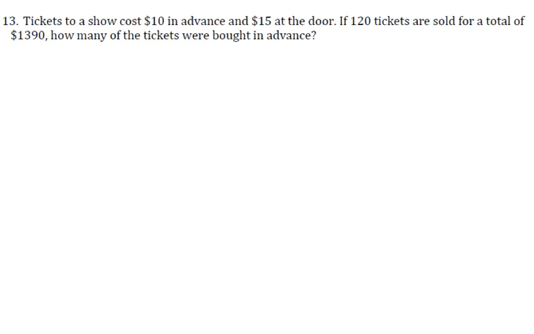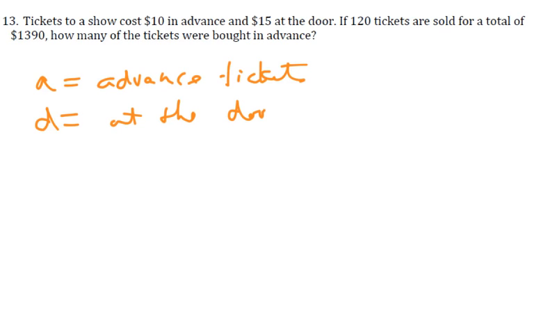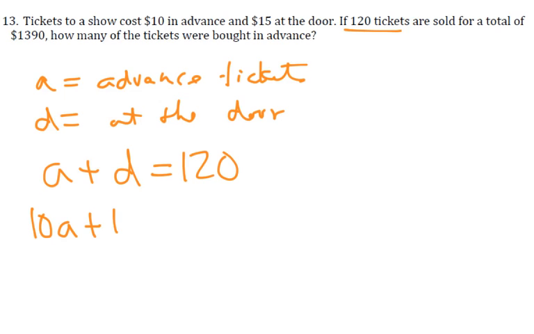Alright, number 13. Tickets to a show cost $10 in advance and $15 at the door. If 120 tickets are sold for a total of $1,390, how many of the tickets were bought in advance? So we need to make some equations here. So let's say A is for the advance tickets, and we'll say D is for at the door. So I know 120 tickets, so if I add my advance tickets and my at the door tickets, it's 120. Now if I want to find the price, I would multiply those advance tickets by 10 and the at the door by 15 to get me $1,390.